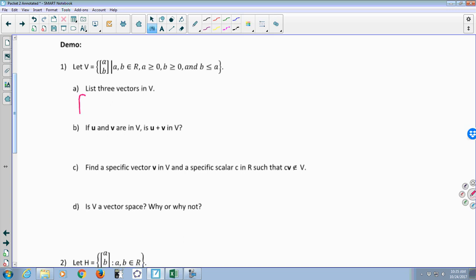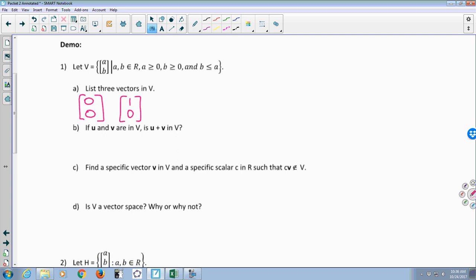Somebody give me one vector that's in that set. (0, 0), yes, because A is bigger than or equal to 0, B is bigger than or equal to 0, and B is less than or equal to A. So (0, 0) satisfies. I would like another one. (0, 1)? No, why not? Because B, the second entry, has to be smaller than the first entry. So (1, 0) works.